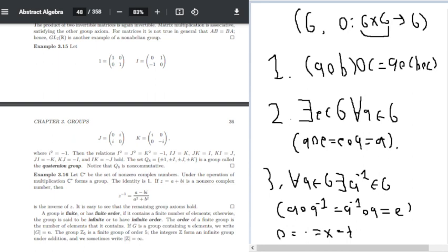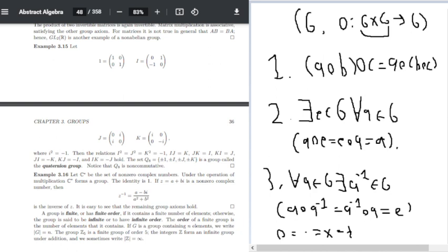Example 3.15. Now we're going to let letters denote matrices. Let 1 be the matrix [1, 0; 0, 1]. Let I be equal to the matrix [0, 1; negative 1, 0]. Let J equal [0, i; i, 0], where i is the imaginary number. And let K be equal to [i, 0; 0, negative i], where i squared is equal to negative 1. Then we have the relations I squared equals J squared equals K squared equals negative 1, IJ equals K, JK equals I, and KI equals J. JI is equal to negative K, KJ equals negative I, and IK equals negative J hold.